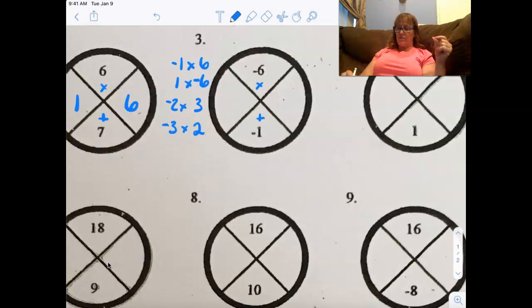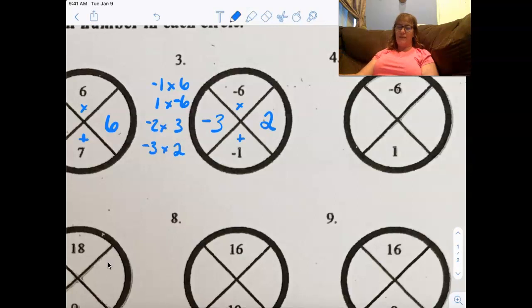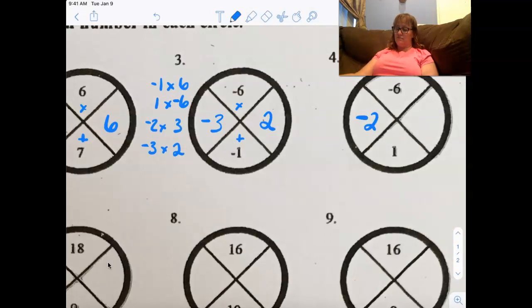Well, now let's look at the third one. -2 plus 3 is going to be a positive 1. -3 plus 2, that's your -1. So that means the answer that goes here is -3 and 2. Now, you could have put positive 2 on the left and -3 on the right. Totally still would work. But the negative has to go with the 3. Look at number 4. There you have -6 and then a positive 1. So which one of these 4 options would be that? That's right, -2 and positive 3.